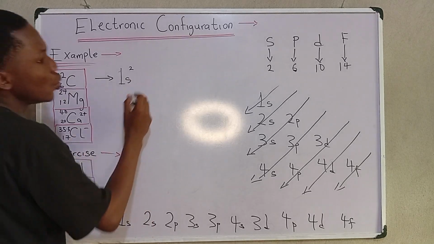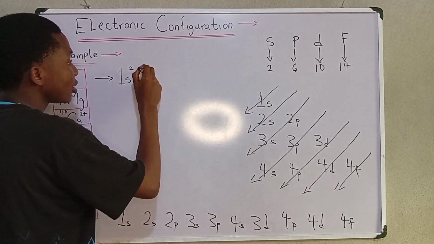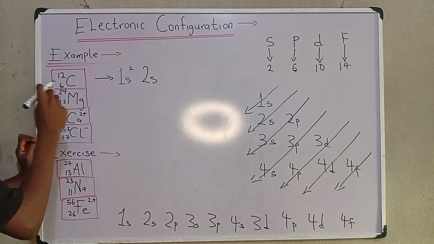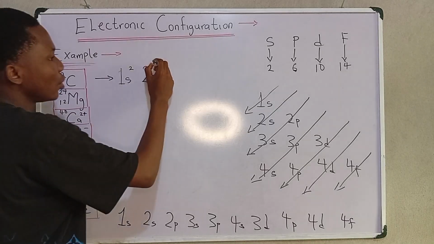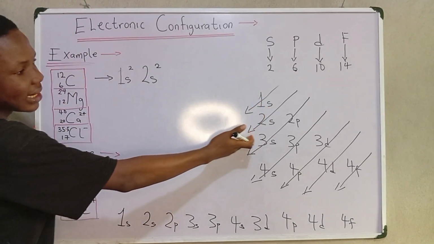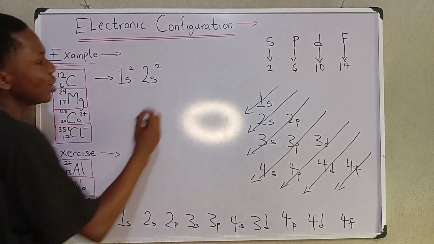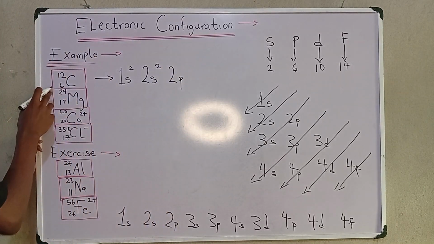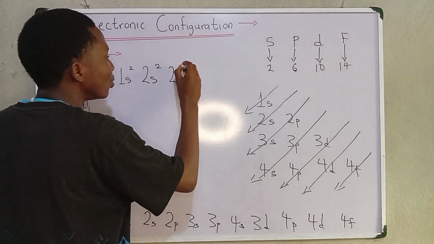Okay, now the next thing we write is what? 2s, right? So now 2s, how many electrons is going to fall under? 2. How many is remaining? 2 is remaining. The next thing we are going to write is 2p. Okay, so now for 2p, how many is remaining? 2 is remaining. So we can easily write 2.